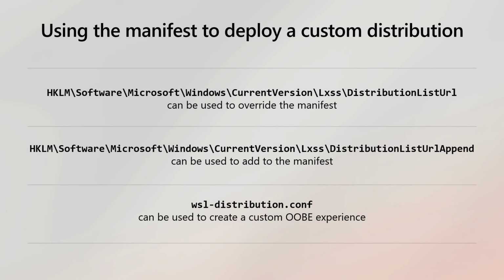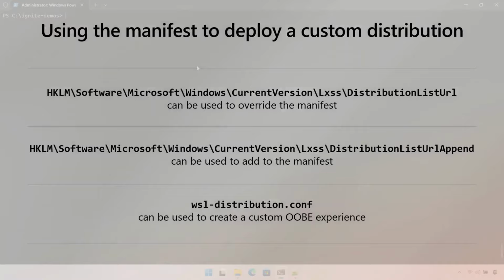And you have another option, which is distribution list URL append, and you can use this to extend the catalog of installable distributions. So let's say that you created a custom distribution for your company. You could just tell users, hey, just run WSL --install, and WSL will do the rest. And with WSL-distribution.conf, you can customize the out-of-box experience. You can add more prompts. You can write more messages. And actually, let's look at what this would look like in practice.